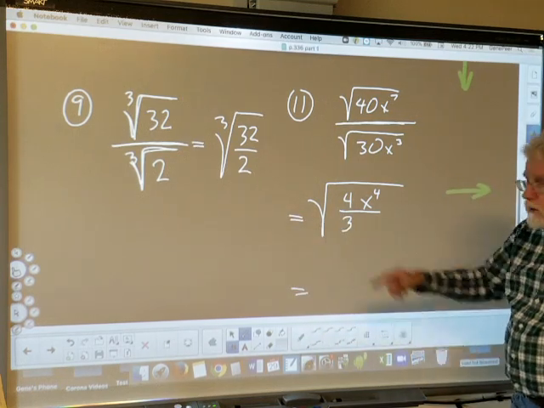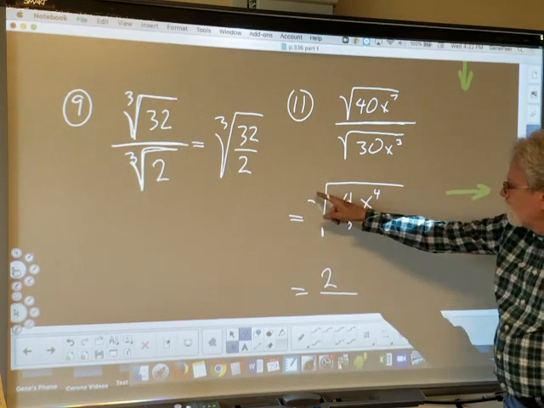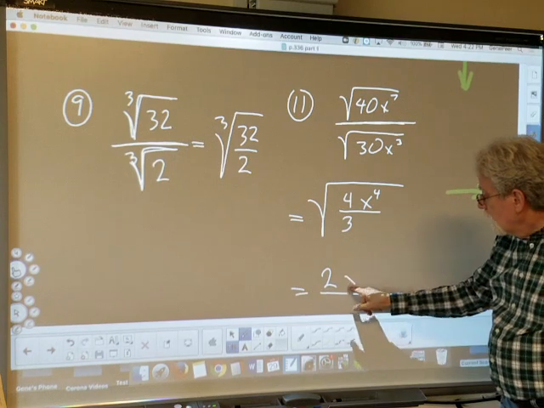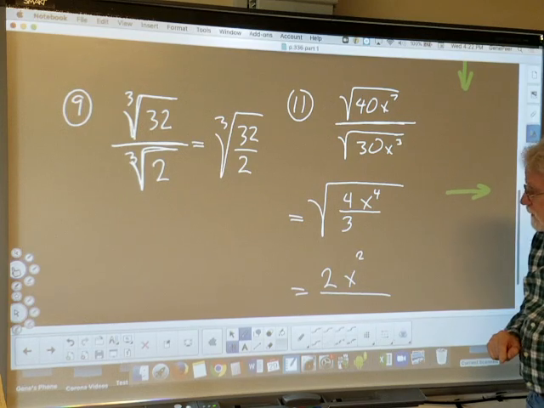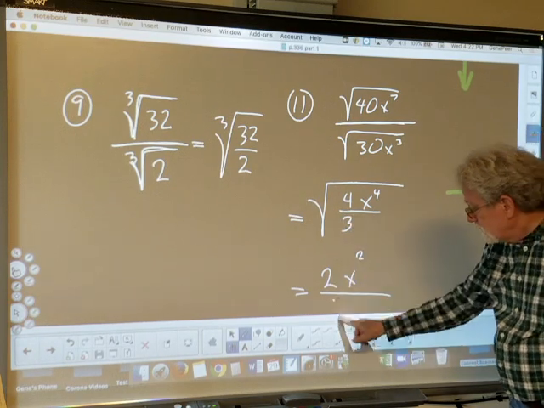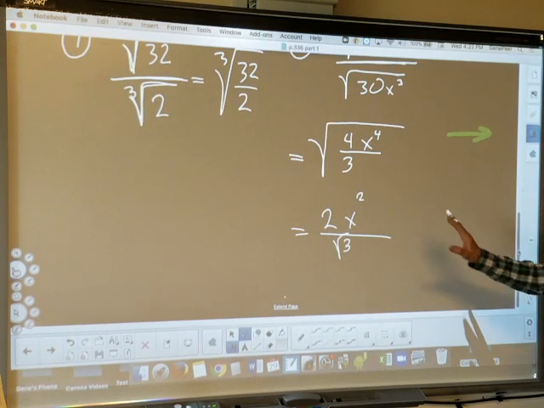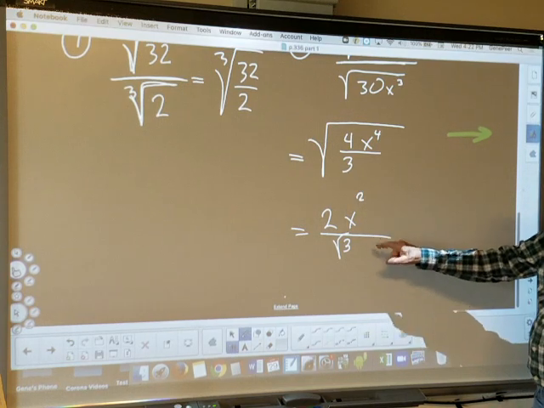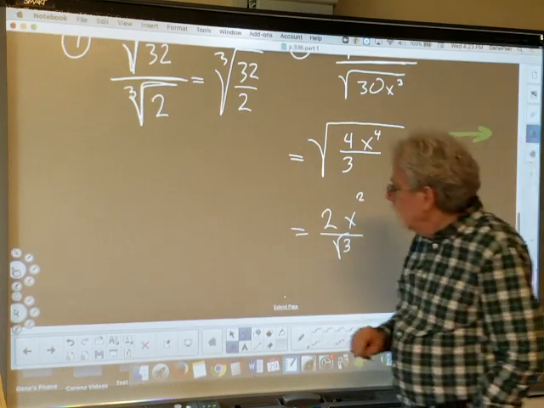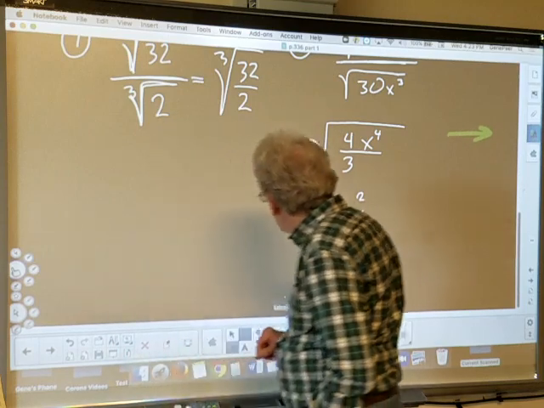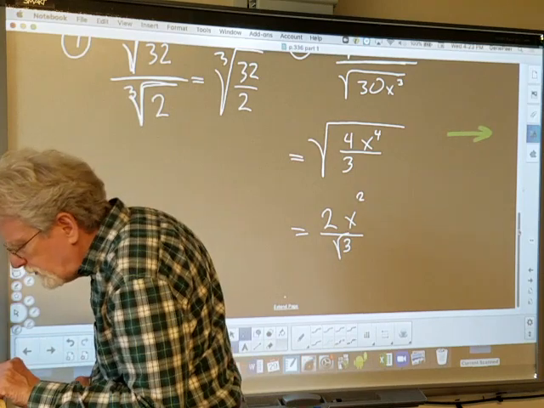Do we know the square root of 4? Sure, pull it out. Do we know the square root of x to the 4th? Yes, it's x squared. I don't need absolute value because x squared is already positive. And then we have square root of 3 goes down here. Now, again, one of those situations where in this part of the chapter, we had not yet learned how to get that radical out of the denominator. We should get it out of there, but I'm curious to see what the book writers did here because it was not in this part of the chapter. This is number 11. How did they express their answer?